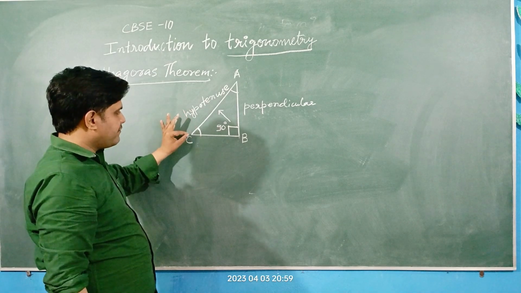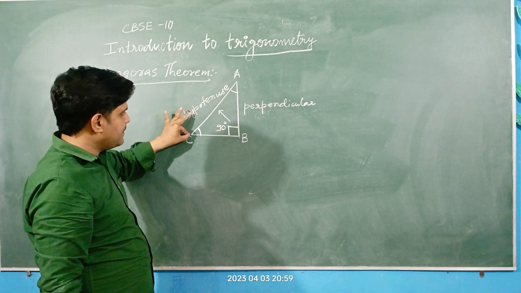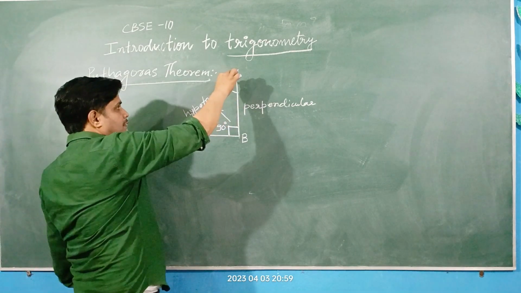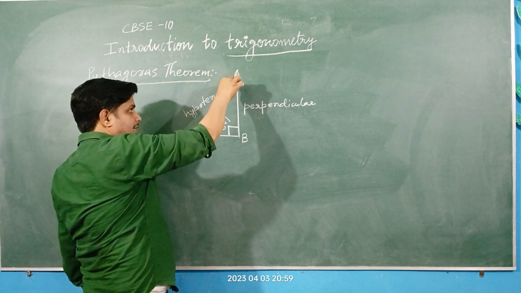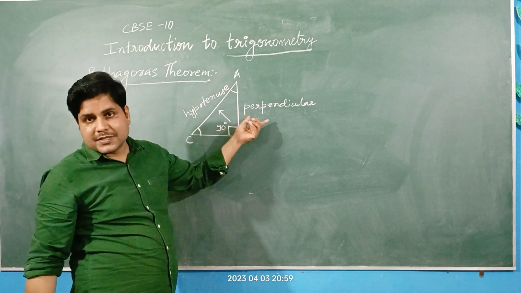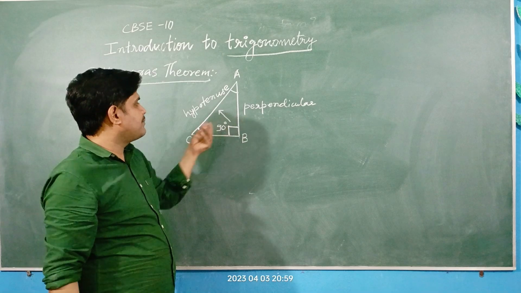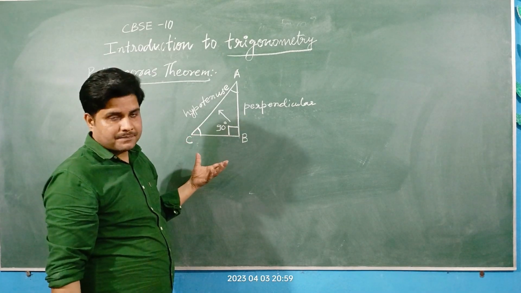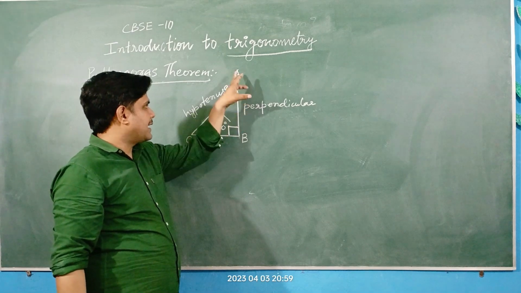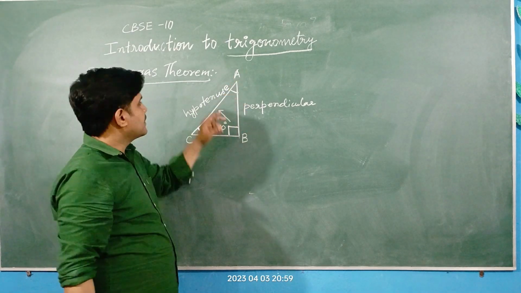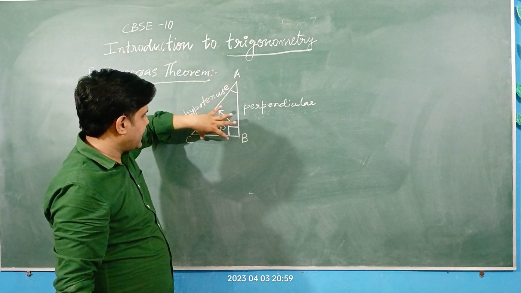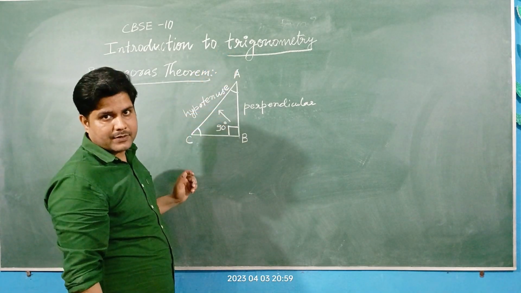I want to mark one thing here that you have to focus. Like I said, if my point of observation is at C, then this side opposite to it is perpendicular. If my point of observation will be at A, then this will become perpendicular. So perpendicular changes. It depends on the point you are observing the triangle from. If you observe from C, the side opposite to angle C, that is AB, is perpendicular. And if you observe from point A, the side opposite to vertex A, that is BC, is perpendicular.